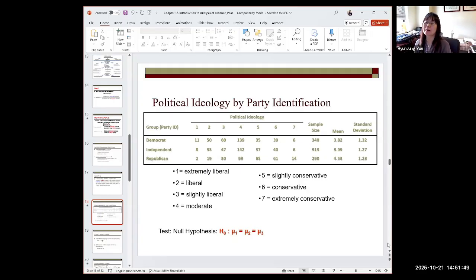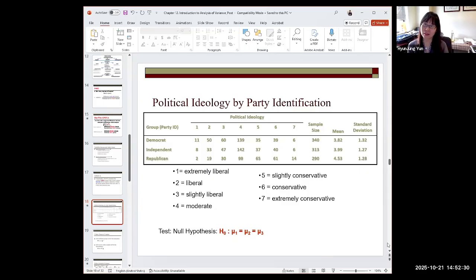In American politics, are political ideology and political party affiliation the same thing? What do you think? In American politics in 2024 and 2025, is political ID the same thing as ideology? Let's have a little bit of a discussion here. It might be relevant to some of your selections of variables for your project.